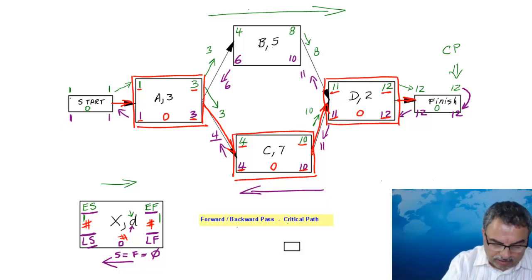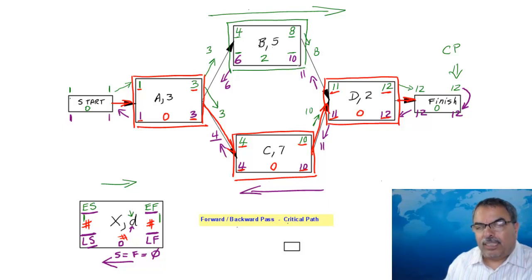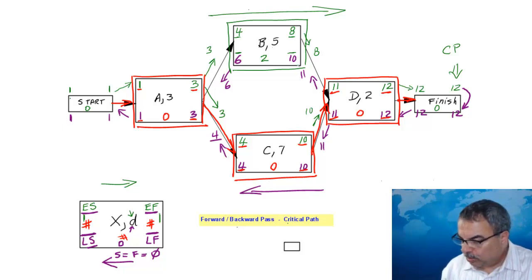Now, on task B, look at this. 10 minus 8 is 2. Same as 6 minus 4 is 2. So this guy has a slack or a float of 2 days, and it's a non-critical task. We talked about what slack or float means in another video. Now, you can use the same concept on a much more complicated network. I'm just going to show you very quickly how that happens.